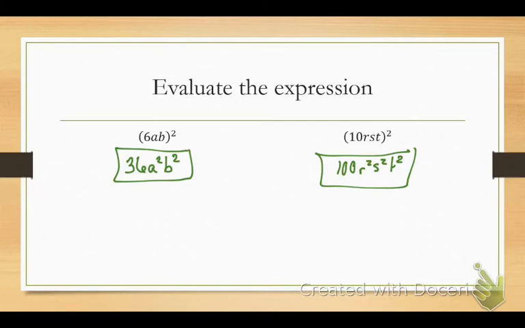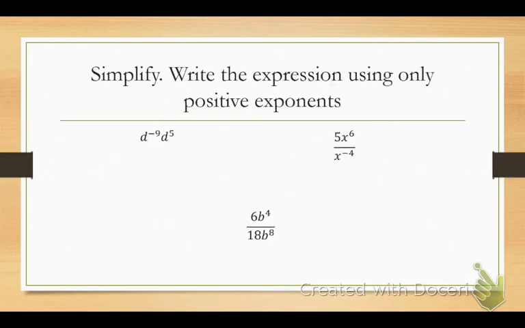All right, evaluate the expression. Okay, so here we've got some negative exponents. This is the last section on your test where it says write the expression using only positive exponents. So we're going to simplify what we can, but then we also are going to use our product of powers, our quotient of powers, but we have to make sure our exponent is positive in the answer. Okay, so what you need to do is you need to somehow combine your common bases, okay?